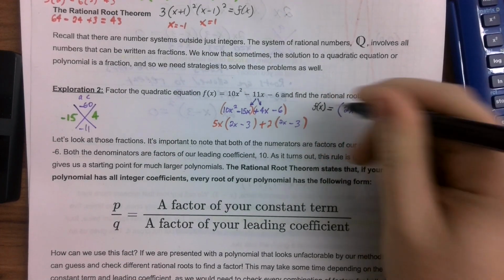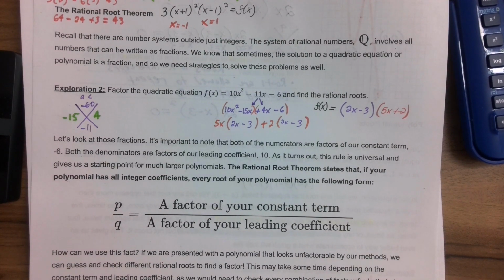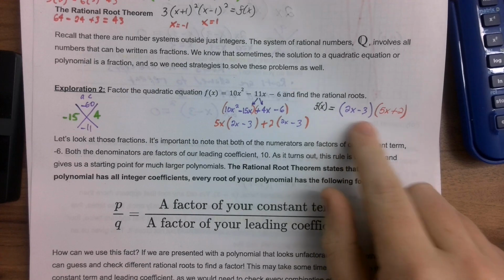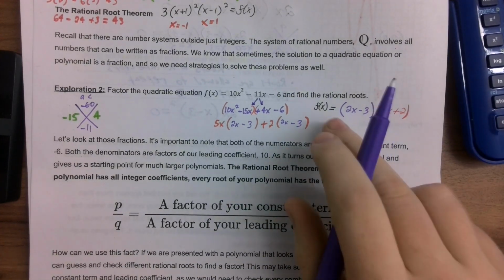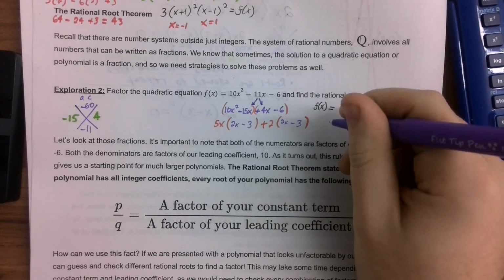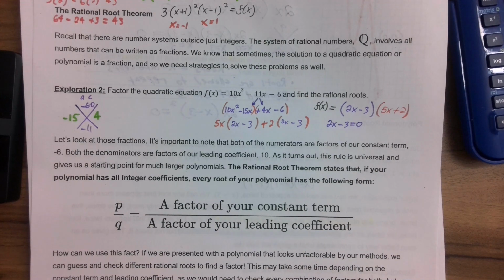But to find the roots of this, we can't just look at it and say, oh, what number should I plug in for x? It's a little tougher than that. When you have a complicated factor like this, we should literally set this equal to 0 and solve. So if 2x minus 3 equals 0, how can we solve this?